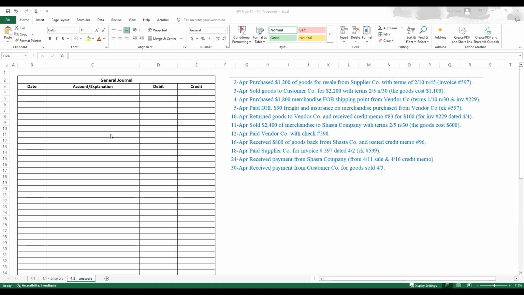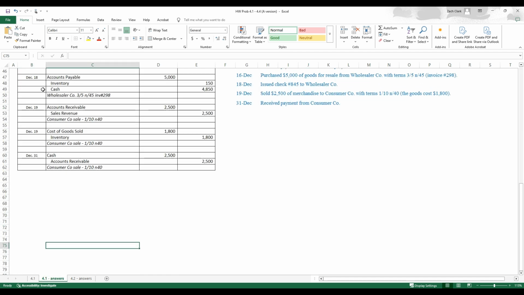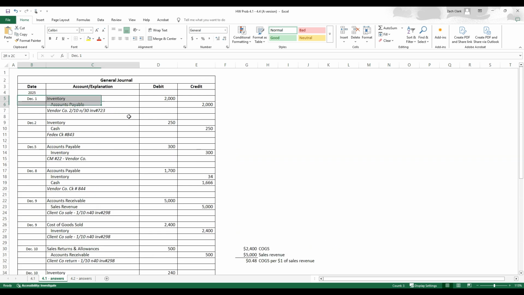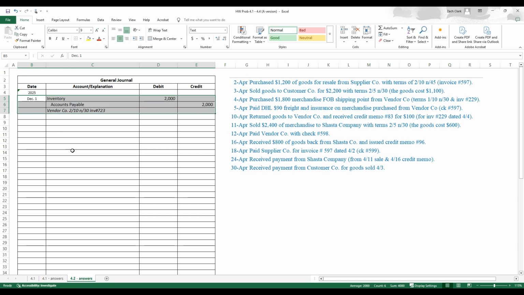Okay, so let's start out. I'm just going to put 2025 here and then go into the various journal entries. So on the 2nd of April, we purchased $1,200 of goods for resale from Supplier Co. with terms of 2/10 net 45. So I'm going to go here. I have the answer key from that video and from my work earlier, and I'm going to copy this over. If you all have your 4.1 finished, feel free to do the same. And it's just things like that, just make it a little bit easier to work through, because again, like I said, you'll see a lot of similar problems.